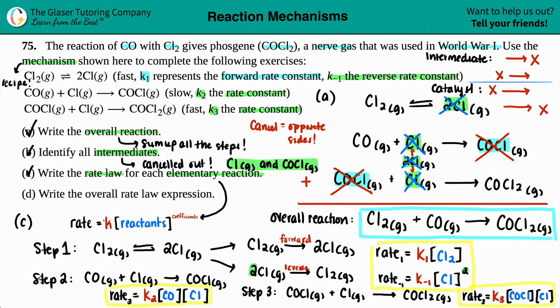Okay. Last part, letter D. Now we have to write the overall rate law expression. Now, if they're asking for the overall rate law expression, that means that it's got to come from the overall reaction. Okay. So, before we do this, let's pause the video for a little bit.